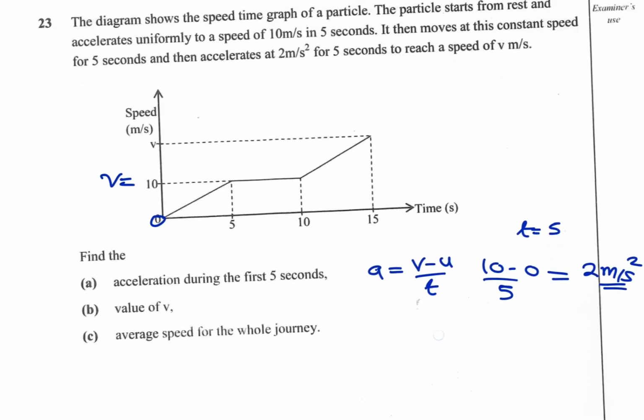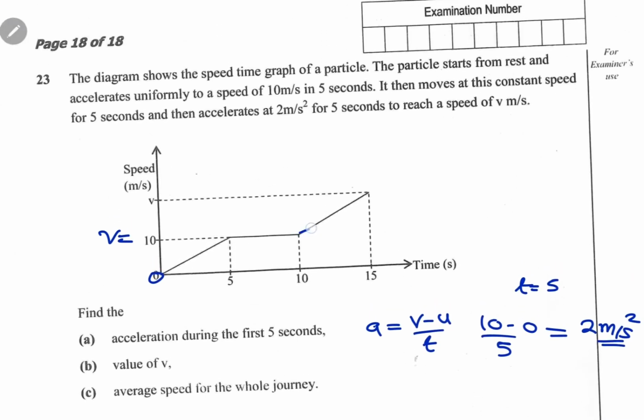Then the value of v. How do you find the value of v? Now, the value of v is in the other part of acceleration. Here we've been told the acceleration is 2 meters per second squared. Then the time taken is equal to 5, as you can see from 10 to 15. Then the final velocity is v. The initial velocity is 10, where it is starting from.